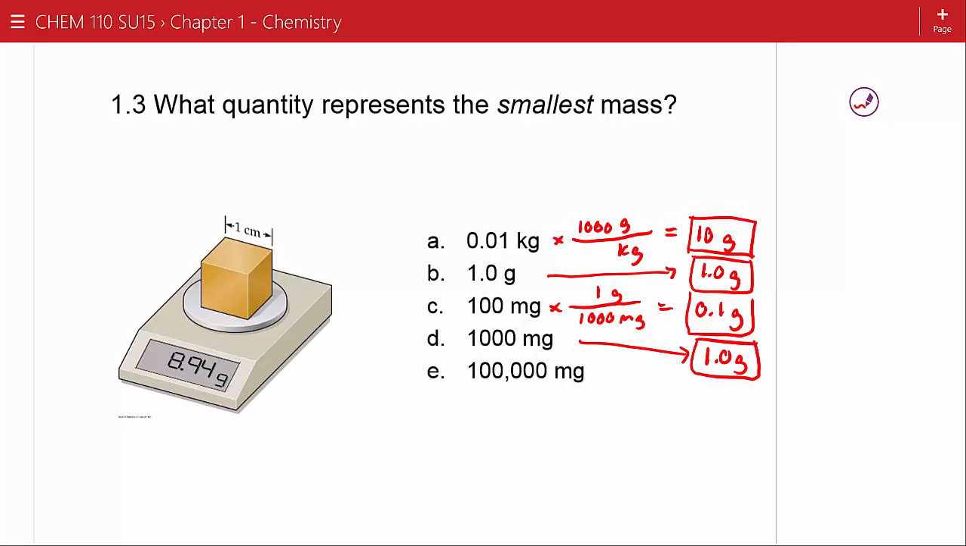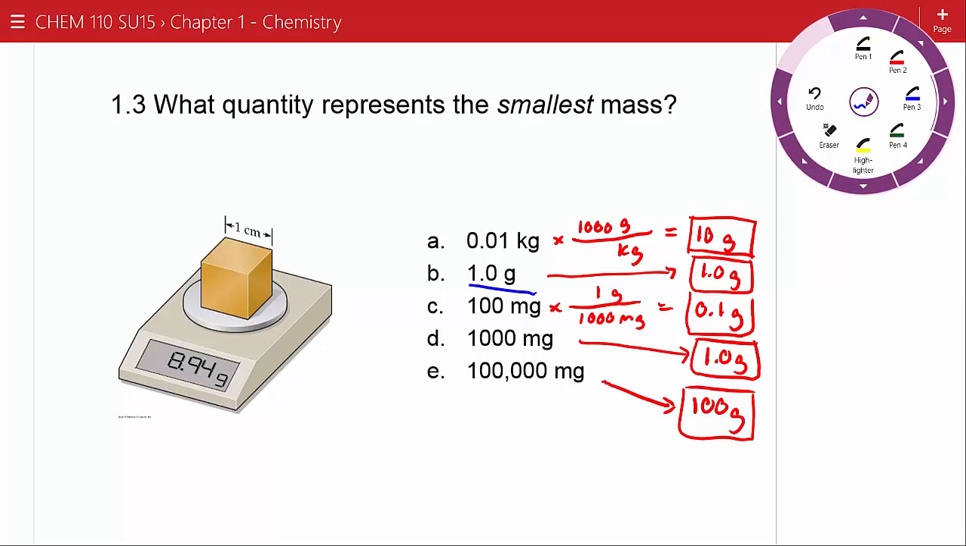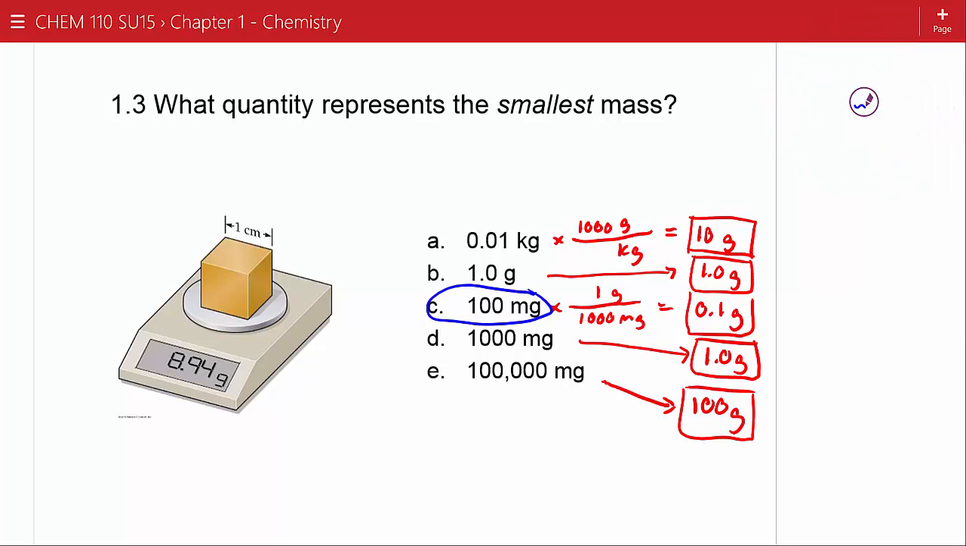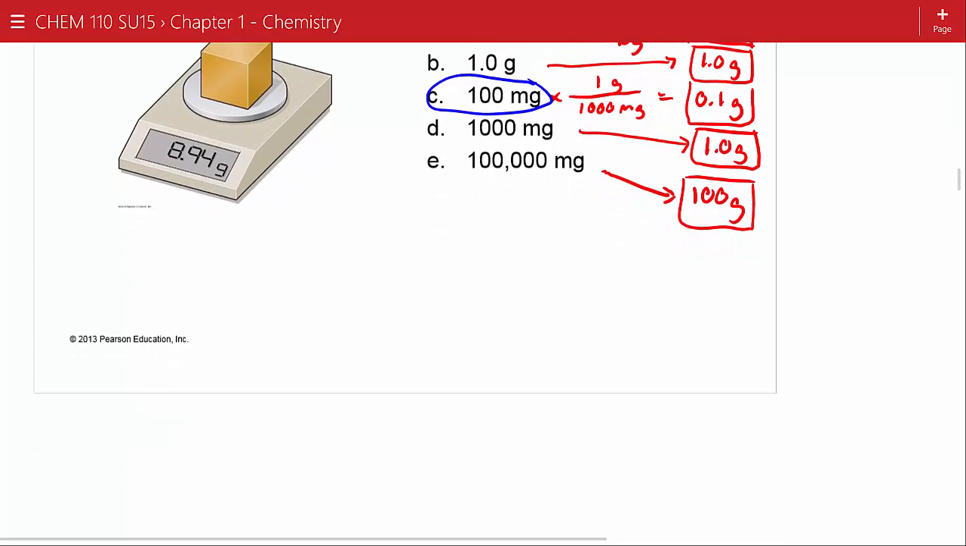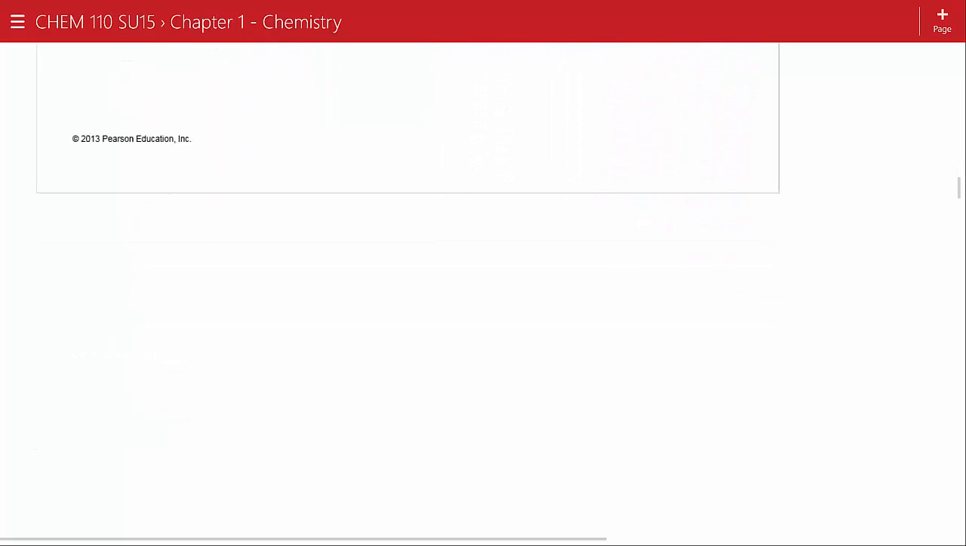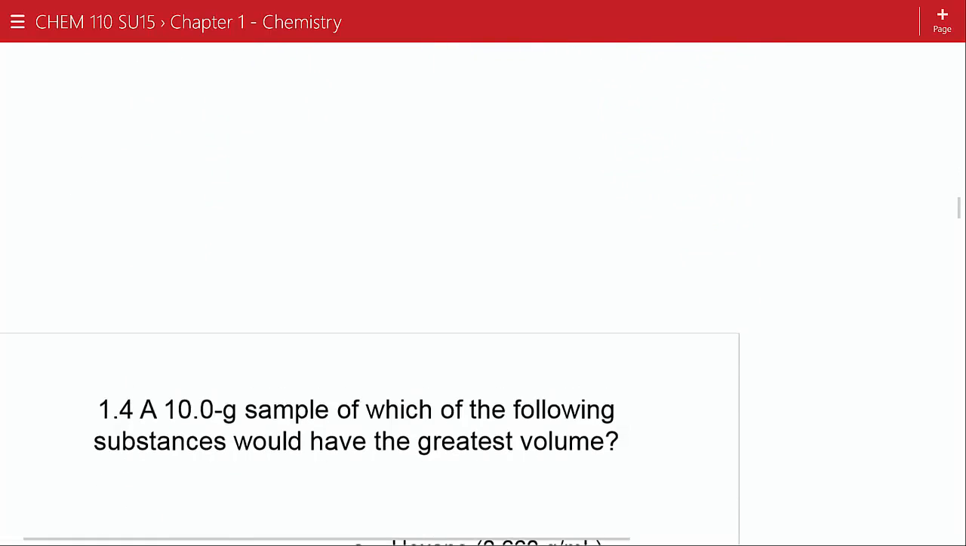And then 100,000 milligrams would be 100 grams. So based on this, which one's the smallest unit? C, yeah. So if you ever are stuck on a problem like this, try to convert them all to the same unit. Otherwise, it can be pretty tricky to determine which one's the largest or smallest number. All right. Let's do the next one.